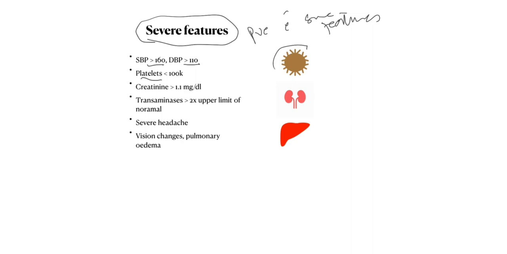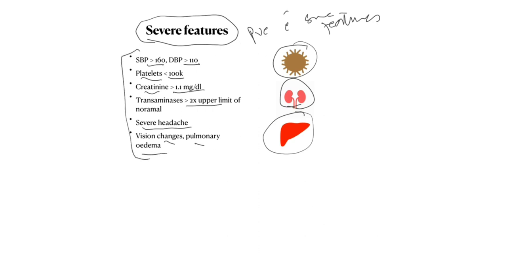Then platelet less than 100,000 is a severe feature. Creatinine greater than 1.1 is another feature, and transaminase greater than 2 times upper limit of normal is another feature, and severe headache is another feature, and visual changes, pulmonary edema are other features. So these are all the features that constitute preeclampsia with severe features.